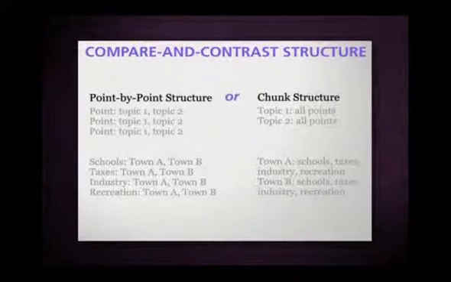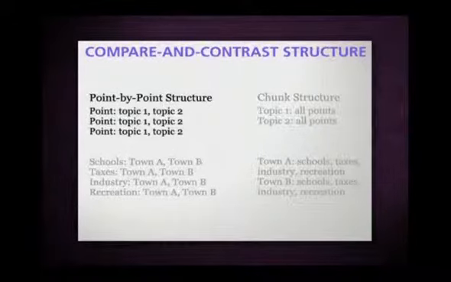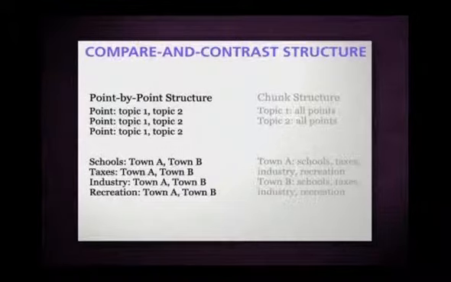When you do point by point, you have topic 1, point 1; topic 2, point 1; topic 1, point 2; topic 2, point 2. For example, if you were going to compare two towns, first you would compare the schools, town A, town B. Then you could compare the tax base, town A, town B. Then you could compare the industry, town A, town B. Then you could compare the recreation facilities, town A, town B.